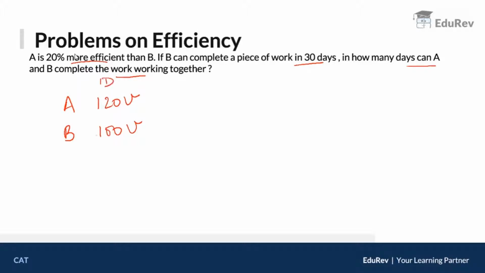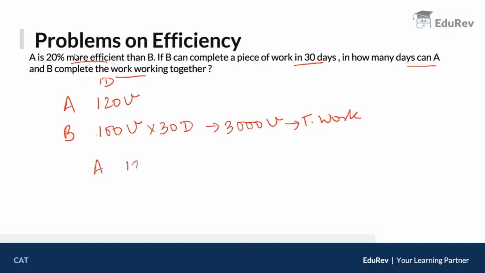If B can complete the piece of work in 30 days, so if B does 100 units in one day, if he works for 30 days, he is going to do 3000 units. But we know he completes the work. So this is your total work. In how many days can A and B together complete the work?